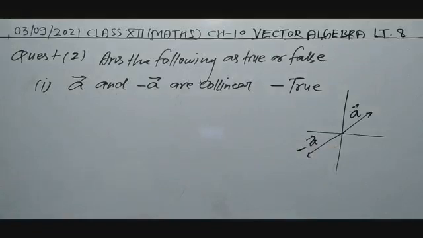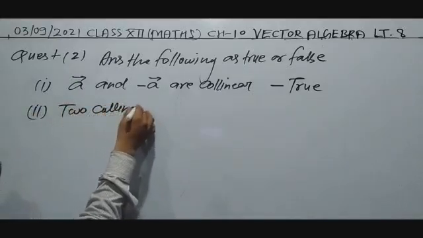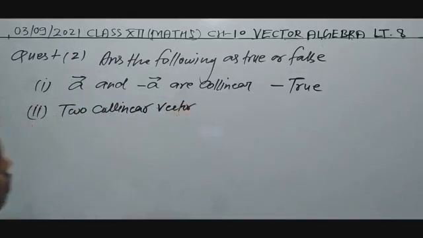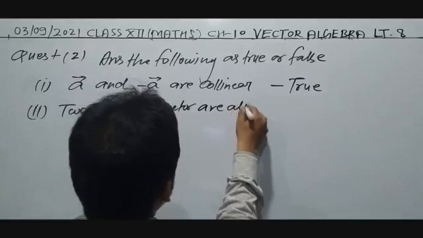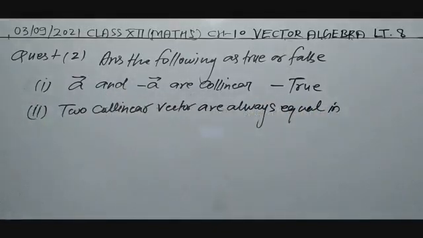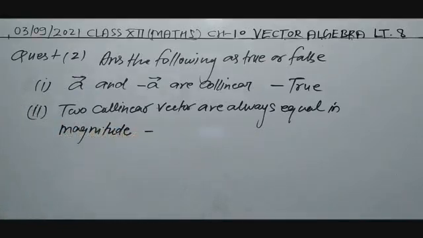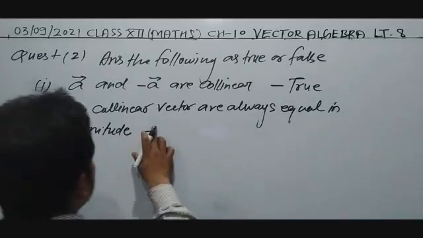Now come to the next point. The second part: two collinear vectors are always equal in magnitudes. So this will be false.